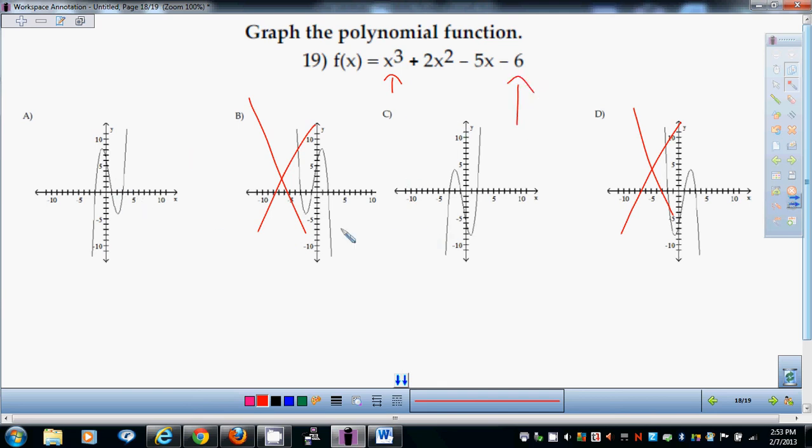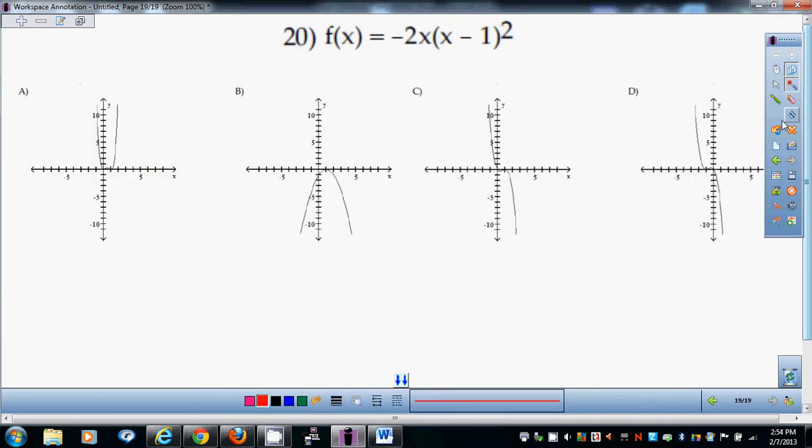And number 20 and the last one, and then you guys are more than welcome to discuss these in your groups, or just take a mental breather and we'll discuss them more on Monday. Okay, end behavior: if you were to FOIL all that out, your leading term would be negative 2x cubed, which is negative odd, which means it's going to be up, down, which means this one's out, and it has to be C or D.